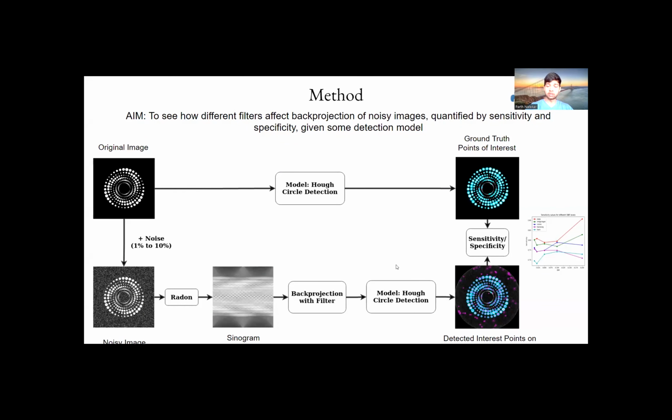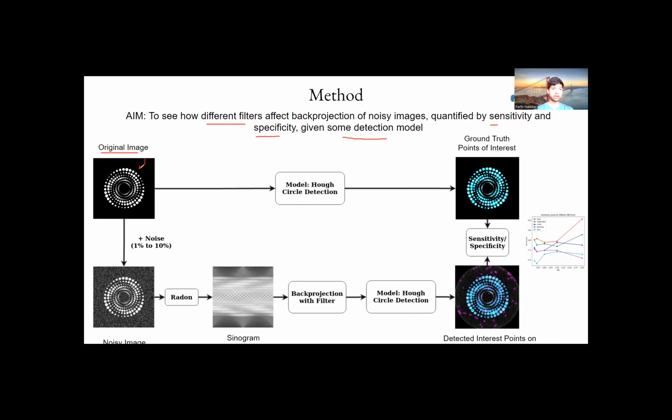Okay, so I'm going to talk a little bit about our method and the data that we use for this method and the outputs of this method. So basically, the aim of our little experiment here is to see how different filters affect back projection of noisy images. And we quantify this using the sensitivity and specificity of a detection of certain artifacts given some detection model, right? So we have an original image here. This is just a sample image.